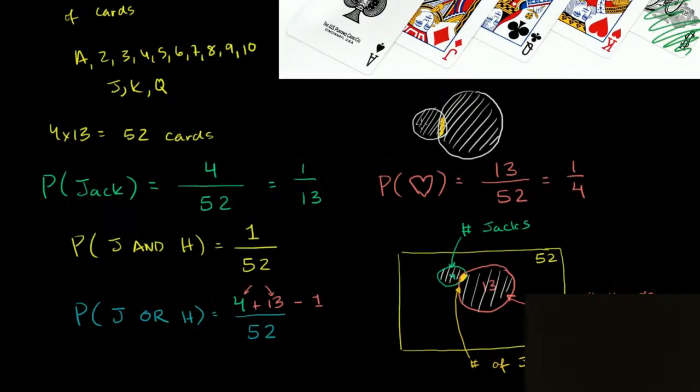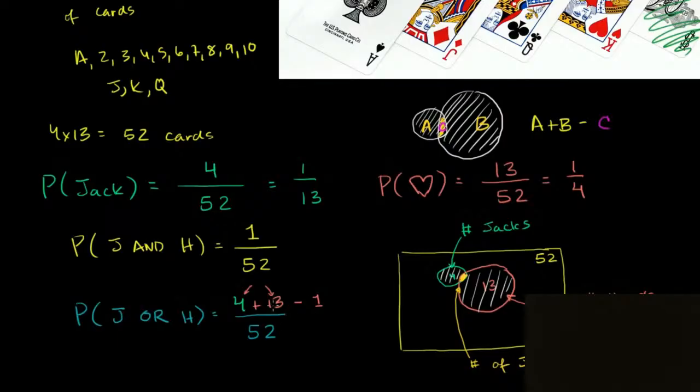So if this area is A, this area is B, and the intersection where they overlap is C, the combined area is going to be A plus B minus where they overlap, minus C. So that's the same thing over here. We're counting all the jacks, and that includes the jack of hearts. We're counting all the hearts, and that includes the jack of hearts. So we counted the jack of hearts twice, so we have to subtract 1 out of that.